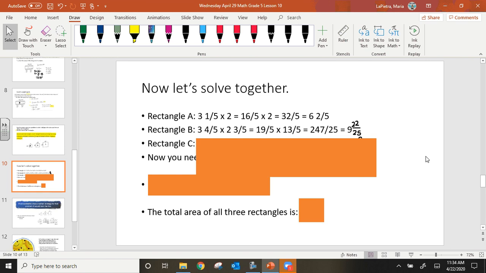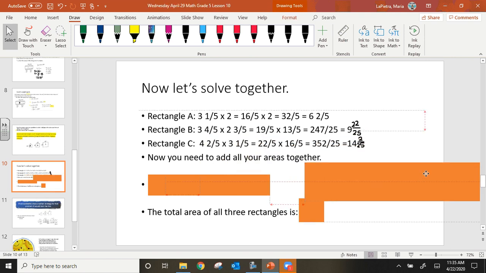The next part. 3 4/5 times 2 3/5. 3 times 5 is 15, plus 4 is 19 over 5, and 2 times 5 is 10, plus 3 is 13 over 5. Now you're going to multiply your numerators. Multiply across, 19 times 13, you get 247, and 5 times 5 is 25. And when you divide that, you have to divide 25 into 247. You are going to get 9 and 22 over 25.